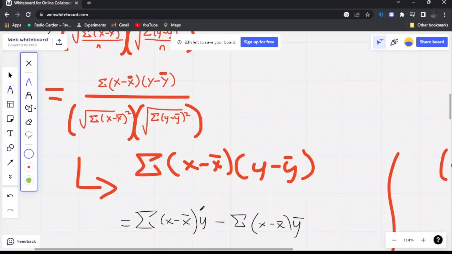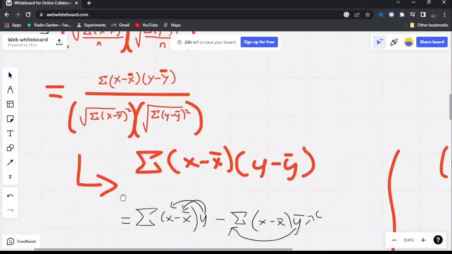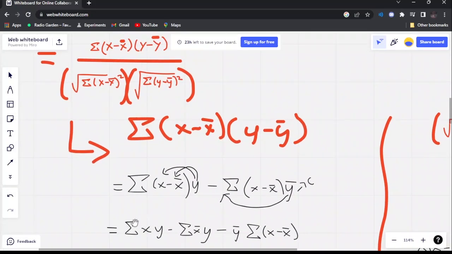Next thing is to distribute our y. So we would distribute y in x and we would also distribute y in x bar. In the second term, we don't need to distribute y bar at all because y bar is a constant. So we would just put y bar at the first. So it would look like this. The summation of xy minus summation of x bar y minus y bar times summation of x minus x bar.